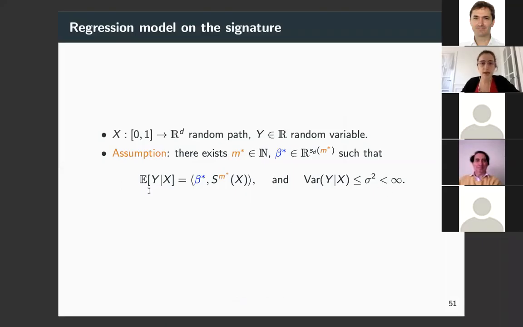So what do I say? I assume that the expectation of the output Y, given my input X, is a linear function of the signature. This is the signature truncated at a certain order M star with a scalar product with beta star. Both beta star and M star are unknown quantities, so I have to find a way to estimate these from the data. I will also assume that the variance of Y is uniformly bounded by sigma square. And with only these assumptions, I will describe a procedure to estimate the value of M star and beta star.